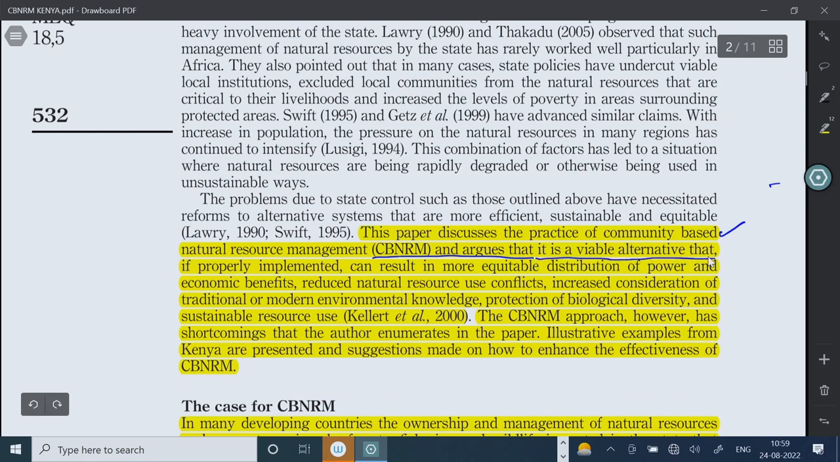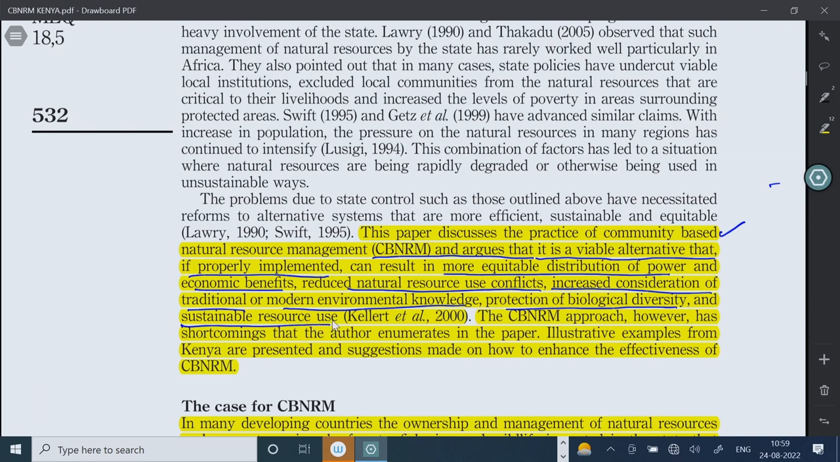This paper discusses the practice of community-based natural resource management and argues that it is a viable alternative which, if properly implemented, can result in more equitable distribution of power and economic benefits, reduce natural resource use conflict that I mentioned a couple of minutes back, increase consideration of traditional or modern environmental knowledge, protection of biological diversity, and sustainable resource use.